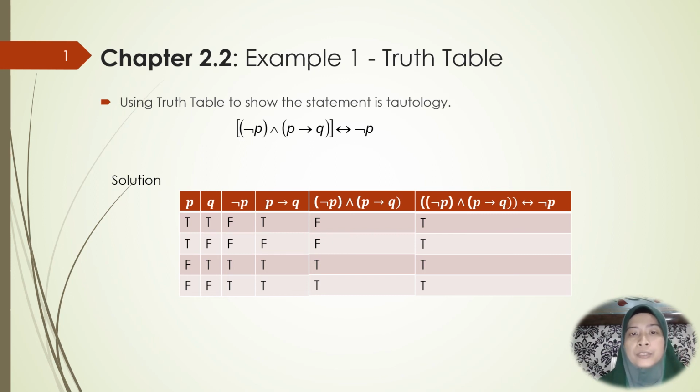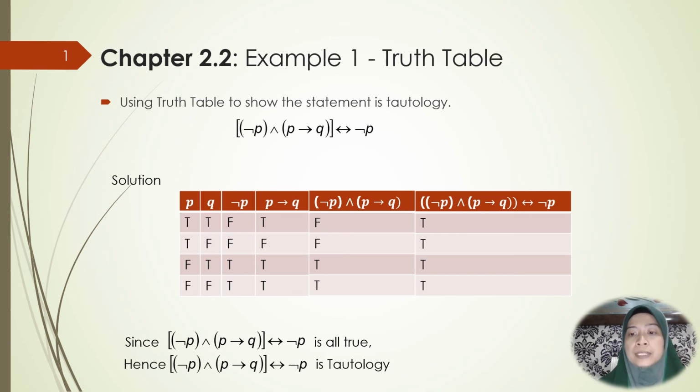So now we have finished with all the statements, right? The given statement. So we can see that on the last column, we have all true. So from there, we can conclude that the statement is a tautology, right? To represent all true.